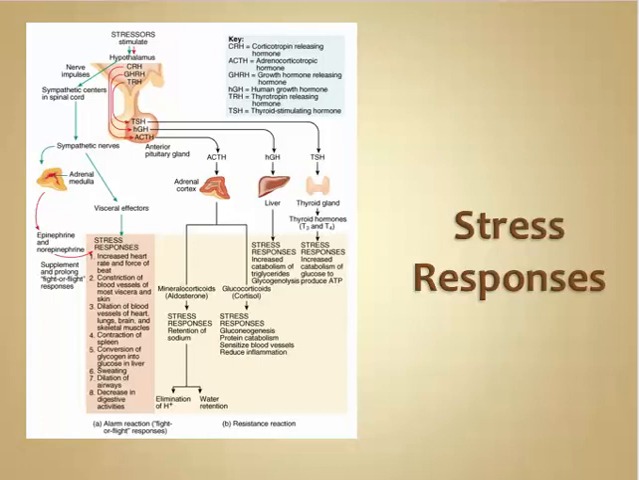So there are various stress responses where the stressors stimulate the hypothalamus to release releasing hormones, and the releasing hormones cause the thyroid to release more thyroid hormone to increase the metabolic rate of tissues. There are hormones that are going to affect the liver, increase the release of triglycerides and glycogenolysis to increase blood sugar.